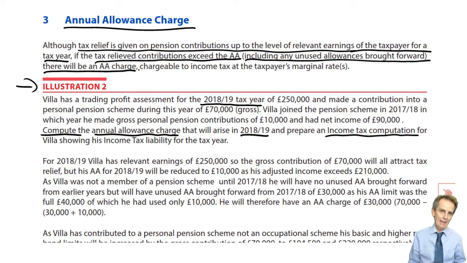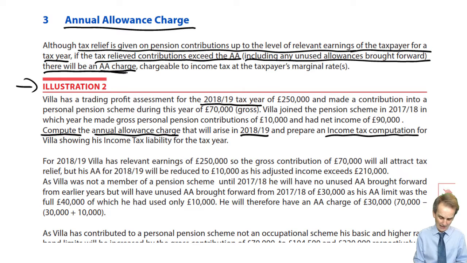If you are within that level of relevant earnings, but those gross contributions exceed your annual allowance limit of the year, plus the unused allowance brought forward from the previous 3 years, then we get this AA charge, which is going to be an additional tax charge within our income tax computation, based, of course, on the excess of the gross contribution over what your total AA limit for the year would be.